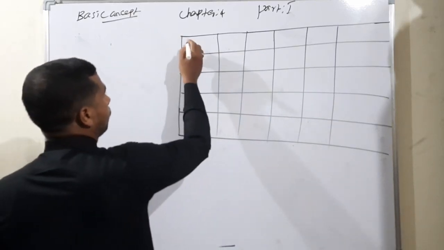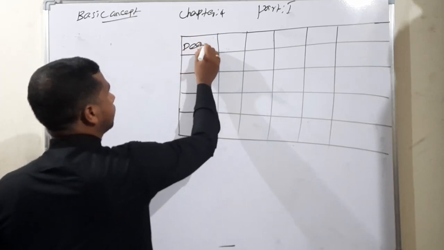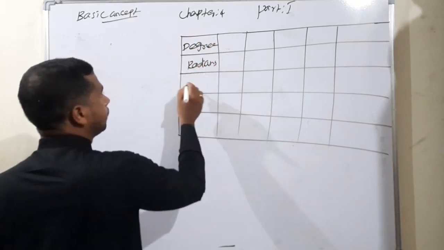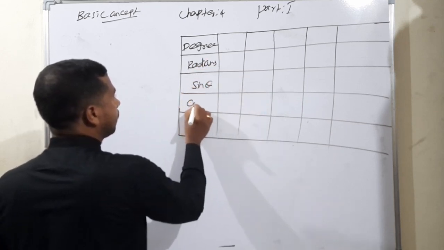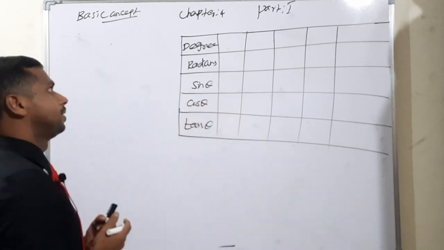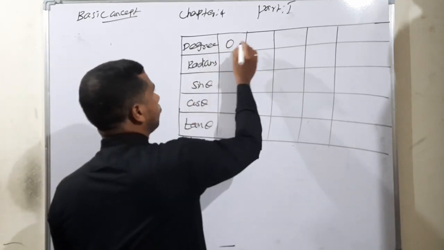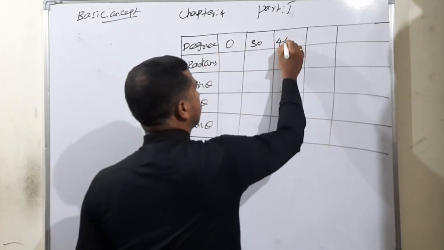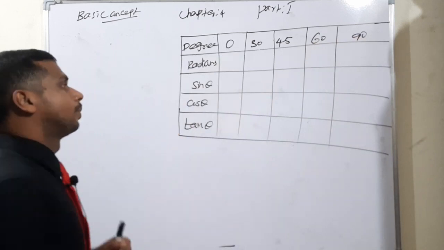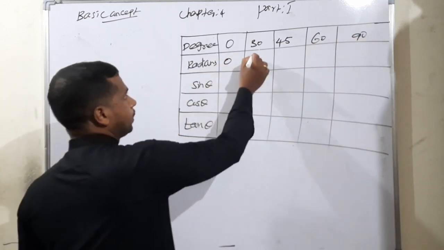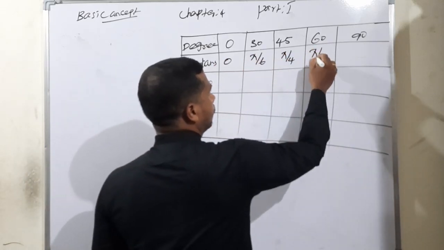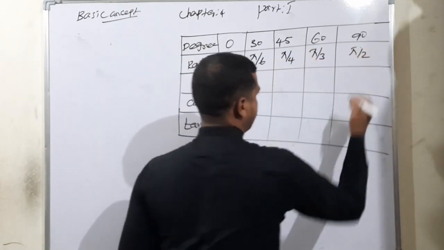So first table name degree, second one radians, third one sin theta, fourth one cos theta, last one it's called tan theta. The degrees are 0, 30, 45, 60 and 90. Radians means 0 is 0, then pi by 6, pi by 4, pi by 3 and pi by 2.